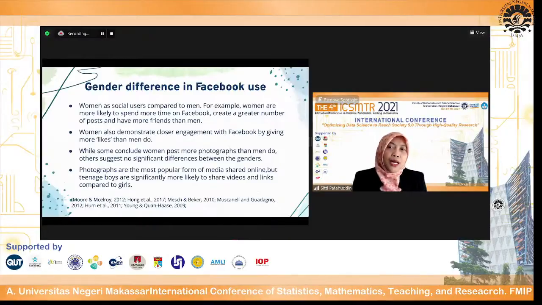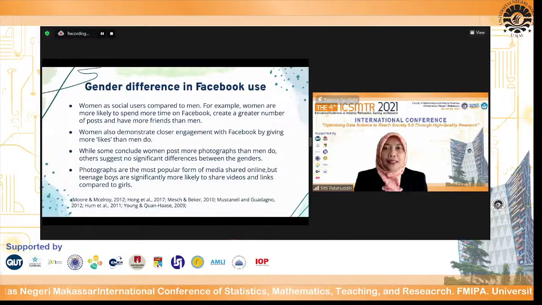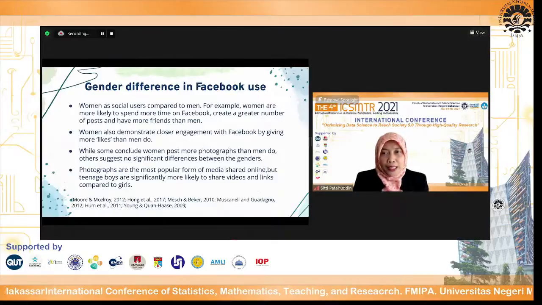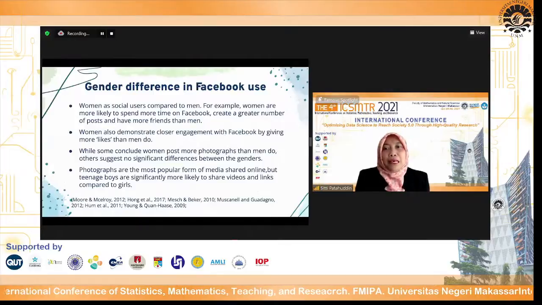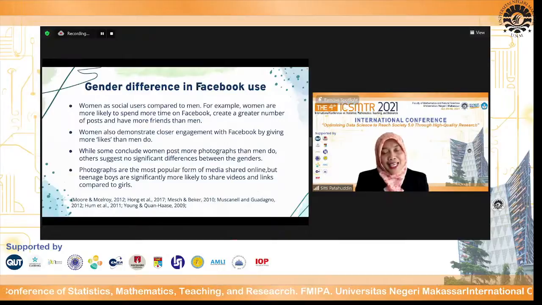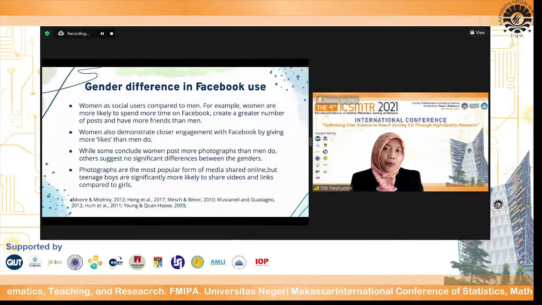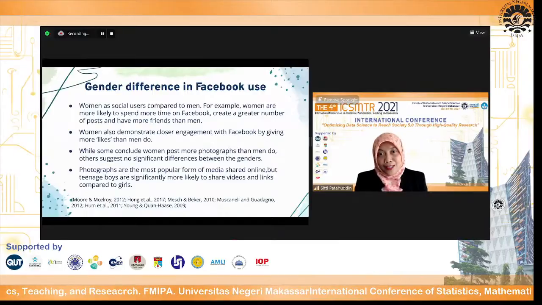Tetapi ada juga yang suggest bahwa tidak ada perbedaan antara penggunaan Facebook perempuan dengan laki-laki di dalam hal jenis postingan. Misalnya dua-duanya ya sama-sama banyak memposting foto. Nah, yang pasti juga dikatakan bahwa perempuan dan laki-laki suka memposting foto, tetapi bagi yang laki-laki dia lebih suka posting video, yang perempuan posting link.